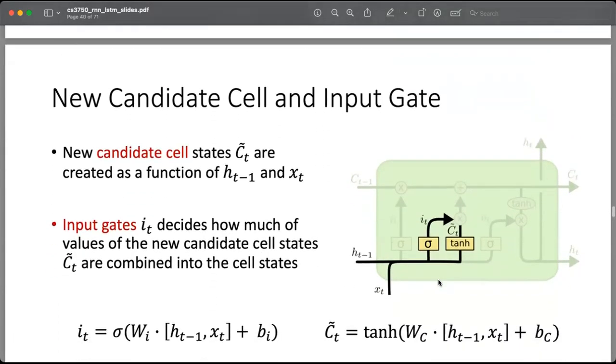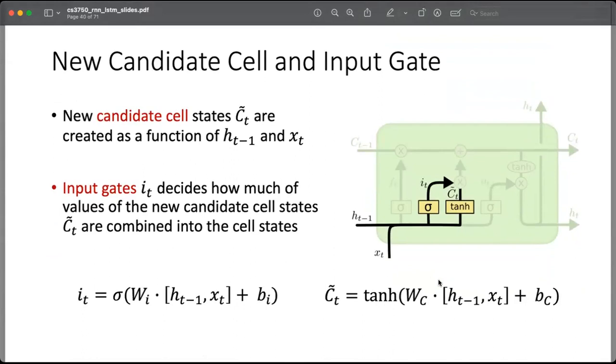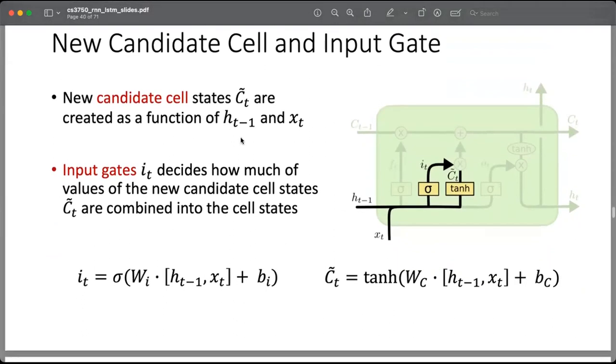The next is something called a candidate cell. They are created as a function of the output h of t and the input x of t, the one from the previous layer.